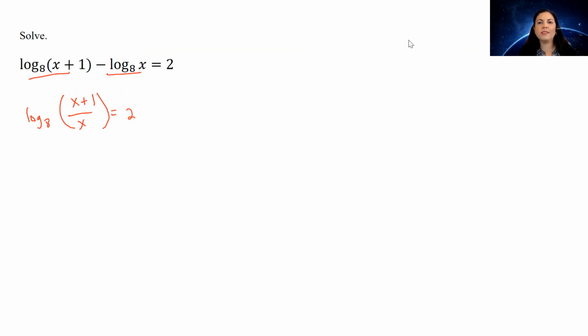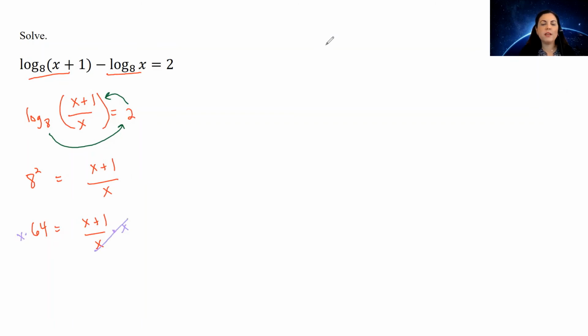Once I have that single logarithm, now I can change it to exponential form. I don't have a logarithm on the other side, so instead we're saying 8 to this power equals this expression, or 8 to the second power equals x plus 1 over x. 8 to the second power, that's 8 times 8, which is 64. And now I have this algebraic equation that we can solve for x. Since I'm dividing by x, let's go ahead and multiply that on both sides. And so that gives me 64x equals x plus 1.